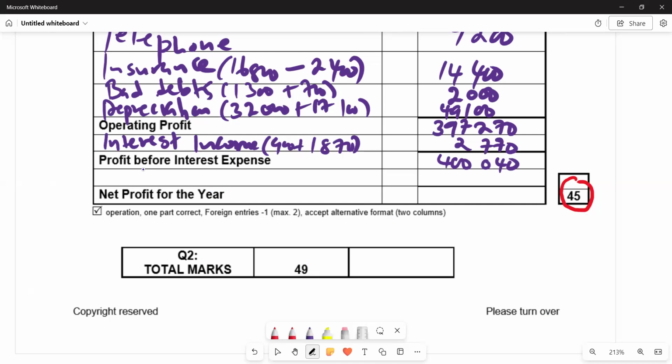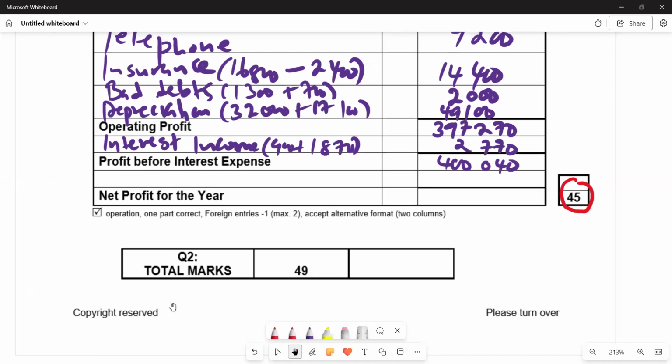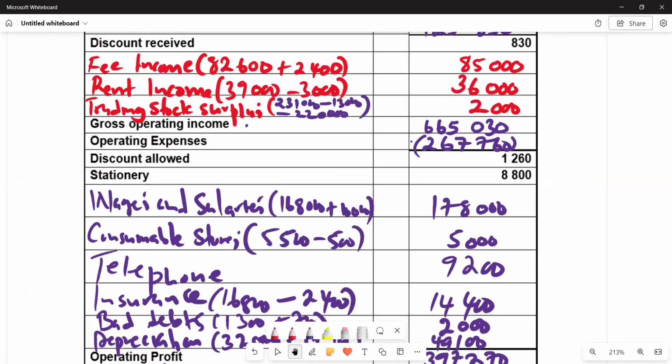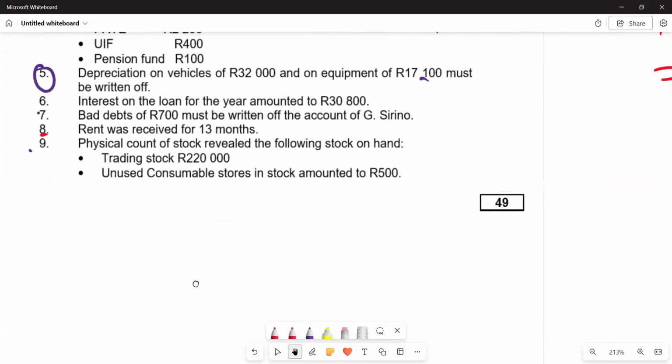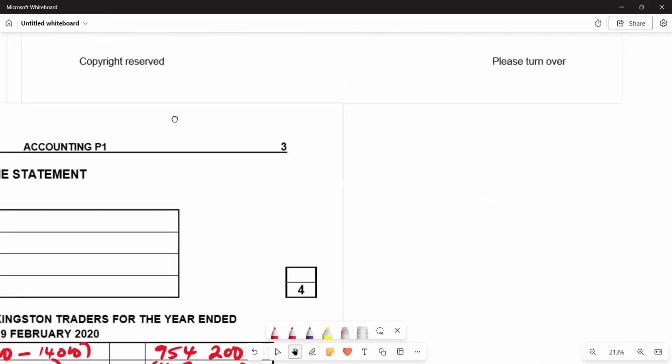Then interest expense, we go to the question to try to find out about interest expense. If you go to additional information, I believe we've got something that we are told. We are told on information 6. Remember, you have gone through this additional information before starting to answer the question, so you will know that there's something mentioned about interest on loan. So here we are given it as calculated. They're telling us that interest on loan for the year amounted to 30,800 rand. So we just take the figure as it is, 30,800 is our interest on loan. So we come here.